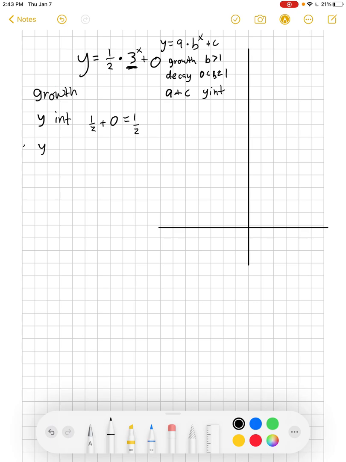The asymptote, if I could spell the word asymptote, that would help, right? Will be at y is equal to c. In this case, that means y is equal to 0. Notice 0 by itself would not be a correct answer. Make sure that you include the y equals portion of it.